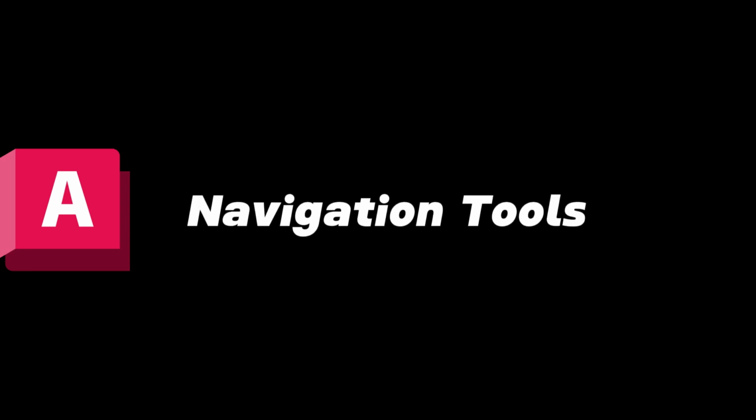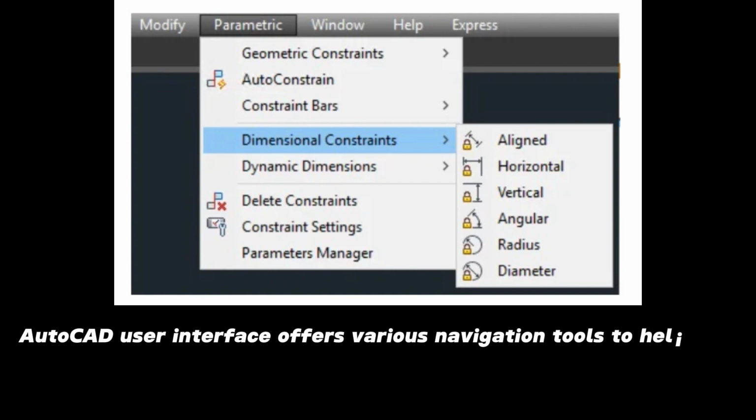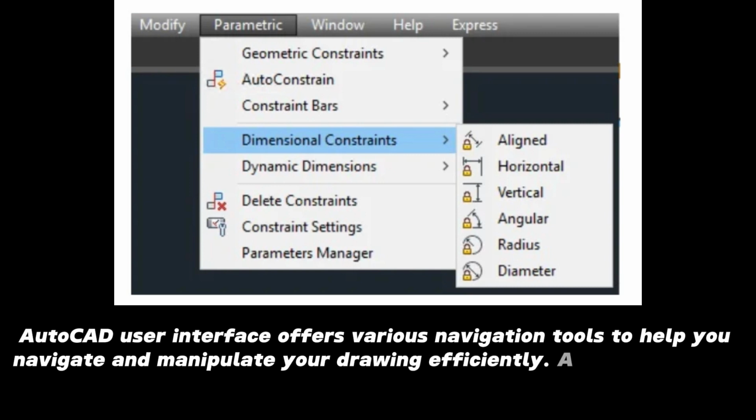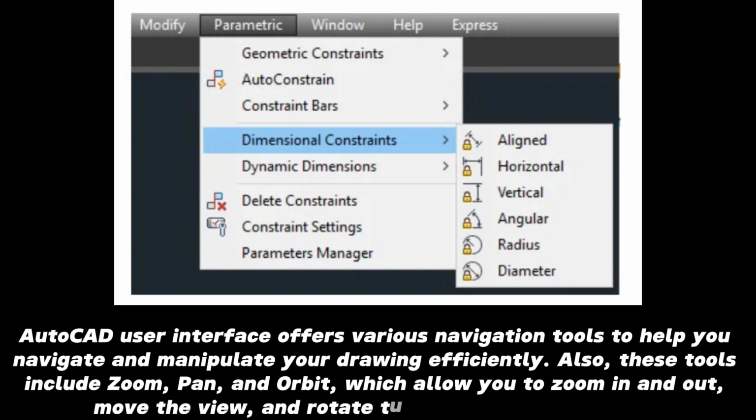7. Navigation tools. AutoCAD User Interface offers various navigation tools to help you navigate and manipulate your drawing efficiently. Also, these tools include Zoom, Pan, and Orbit, which allow you to zoom in and out, move the view, and rotate the drawing, respectively.